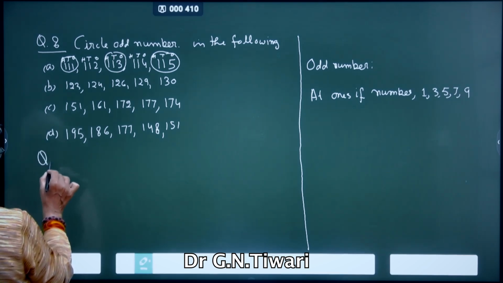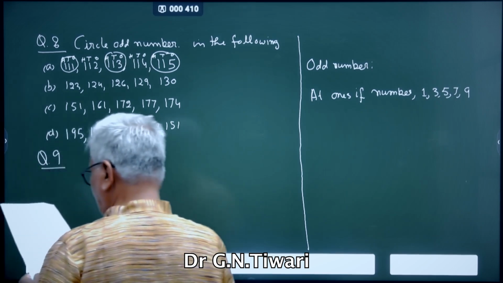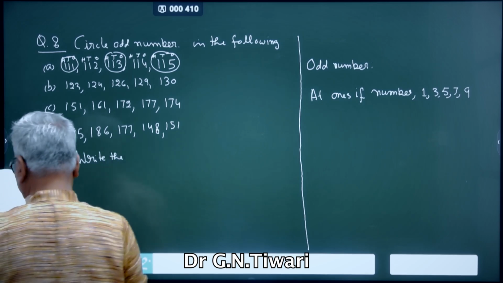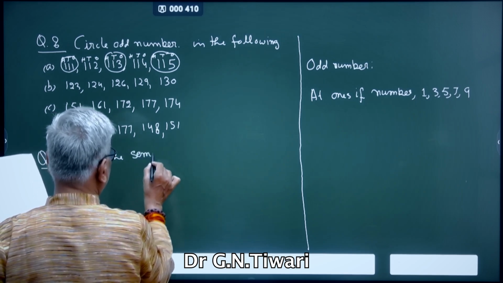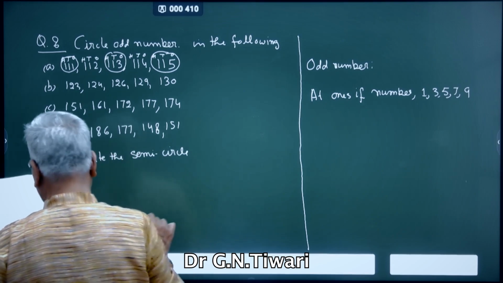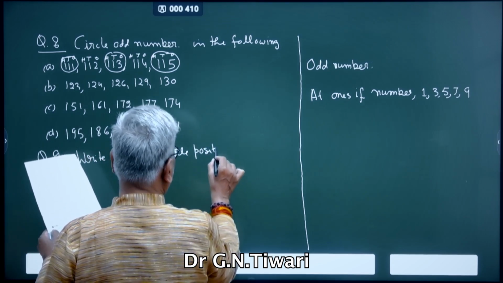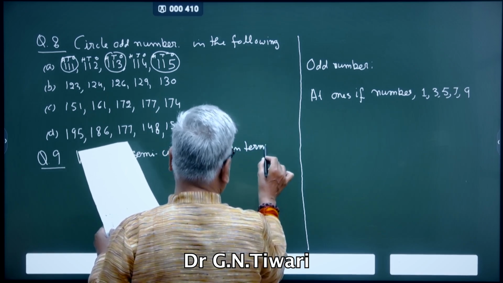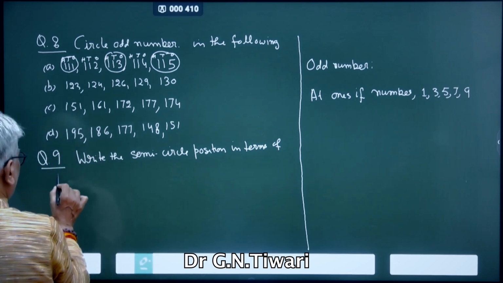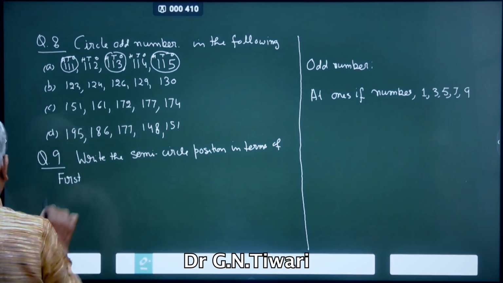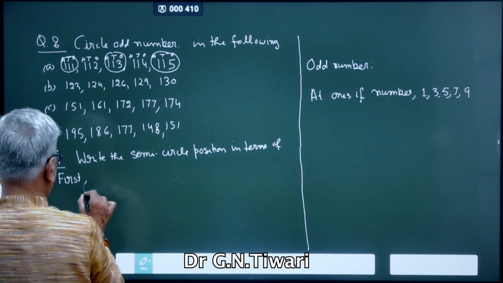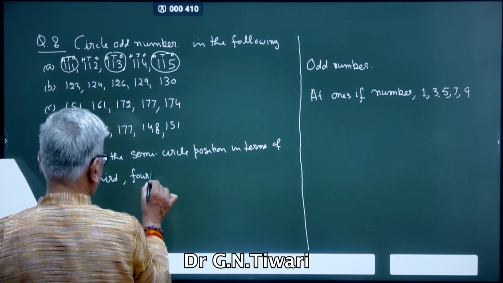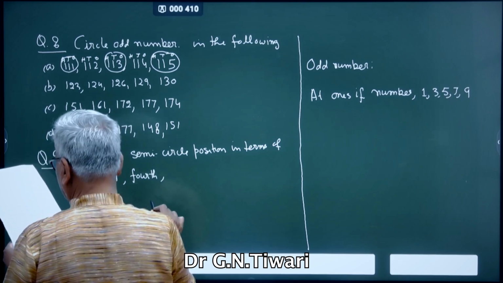Question 9. Write the circle position, write the semicircle position in terms of first, third, fourth, and eighth.